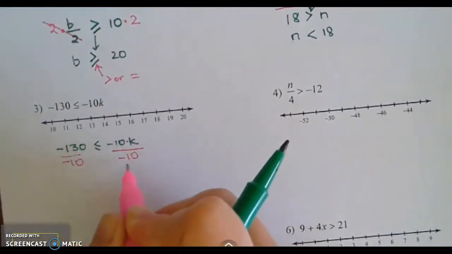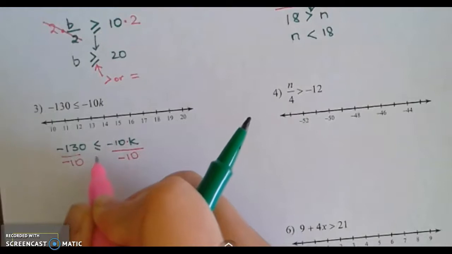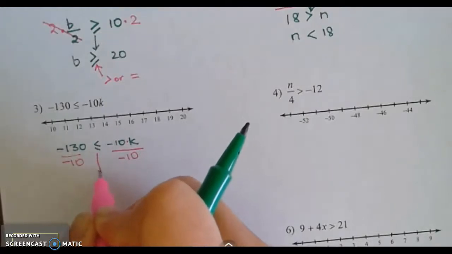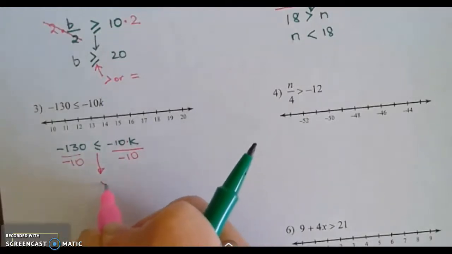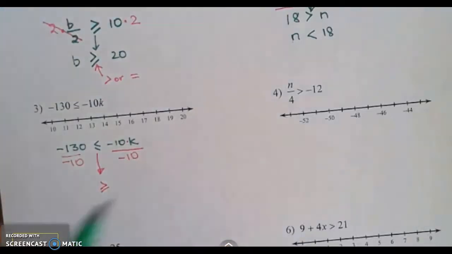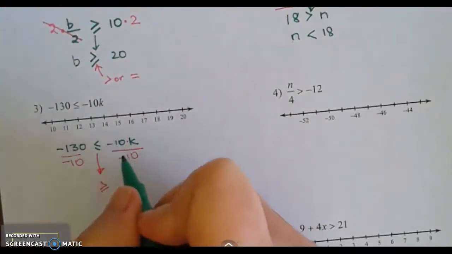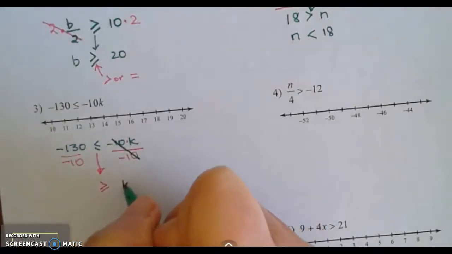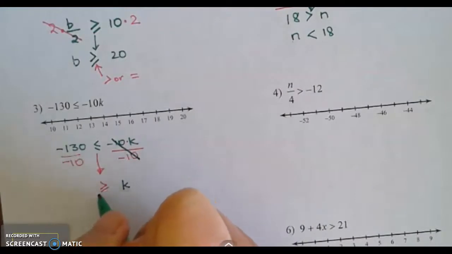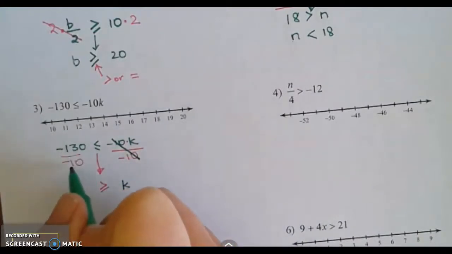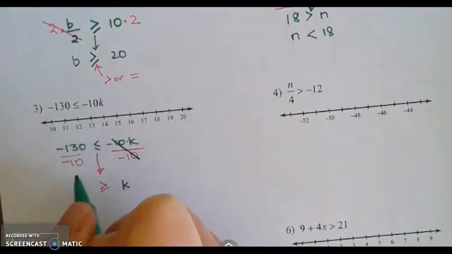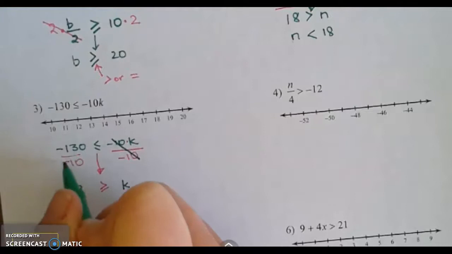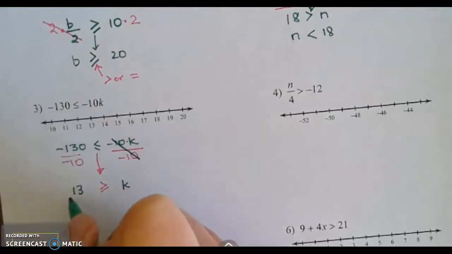And notice that because I am multiplying or dividing by a negative number, I need to make sure I flip the inequality sign. So from here, the negative 10 divided by negative 10 cancels out, and you're left with k is less than or equal to 130 divided by negative 10. Negative 130 divided by negative 10. 130 divided by 10 is 13. Negative divided by negative is going to be positive. So I have 13 is greater than or equal to k.